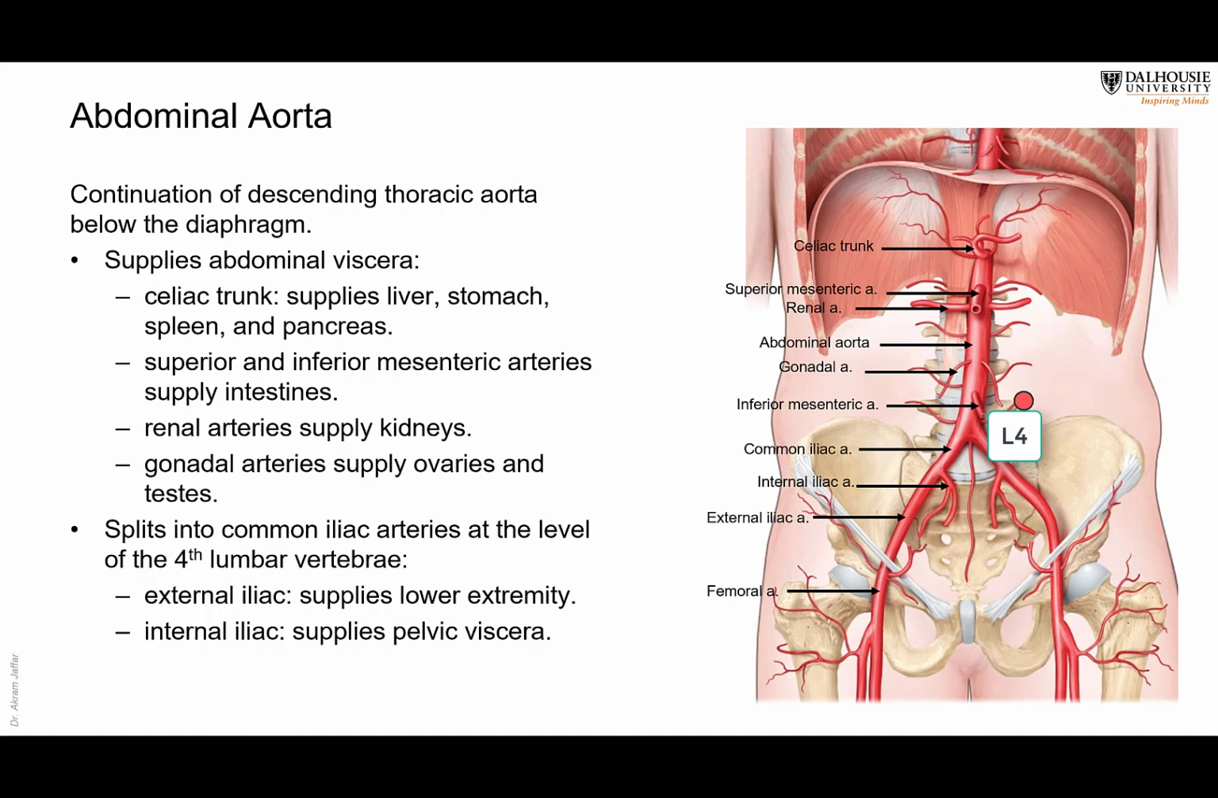And then there are paired branches like this one, the renal arteries, two renal arteries, and then the gonadal arteries. Gonadal means that they supply the gonads. So the gonadal arteries arise from the abdominal aorta, although the ovary, which is supplied by the gonadal artery, is present in the pelvis, or the testis is present in the perineum.